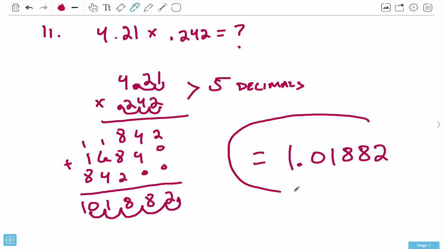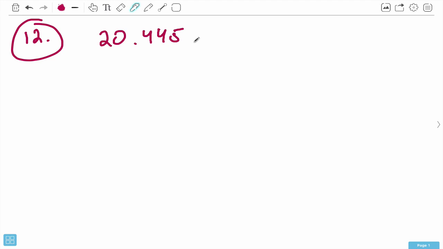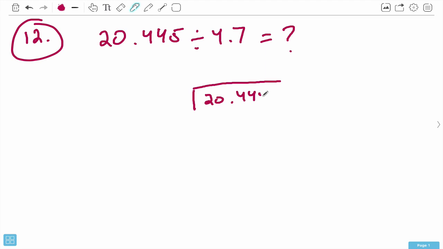Pretty easy. Now division is a little bit more involved, but still nothing we can't handle, like the last one. So question number 12 asks 20.445 divided by 4.7 equals what? So when we draw that out here, it's going to look like this. 20.445 divided by 4.7. Now, if there's nothing else you remember from division, it's this. When you are trying to divide this number into this number, it's very, very difficult when you have a decimal here, unless you have a calculator.